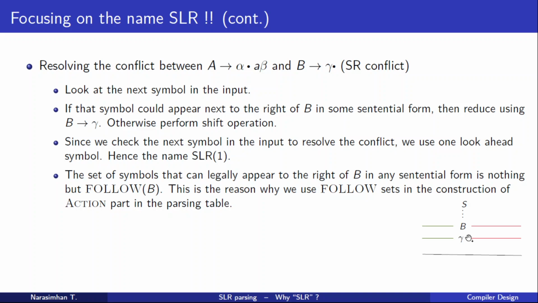So if this is valid, then the symbol next to B should be the next input symbol. That means if the next input symbol can legally come to the right of the non-terminal B, then you reduce using B gives gamma, else you go for the shift operation. I repeat, if the next input symbol can legally occur to the right of that non-terminal B, then you reduce using B gives gamma, else you go for the shift operation.